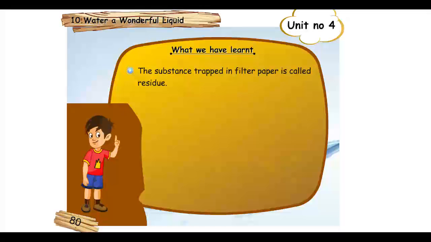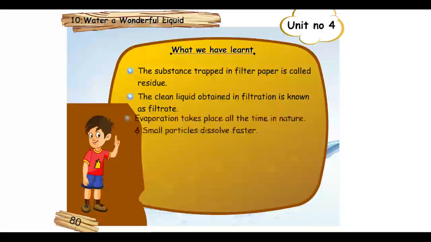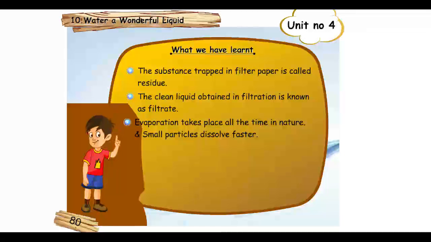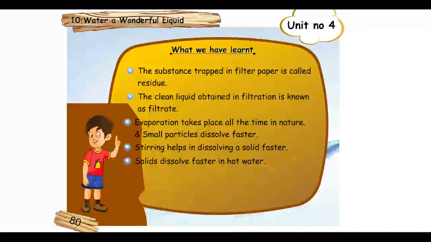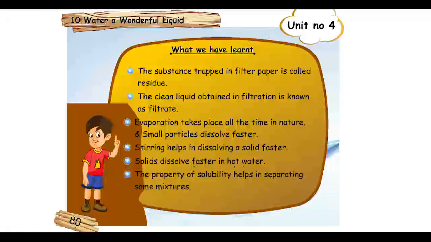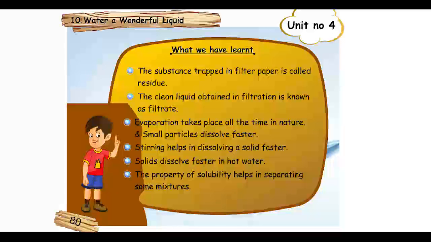The substance trapped in filter paper is called residue. The clean liquid obtained in filtration is known as filtrate. Evaporation takes place all the time in nature. Small particles dissolve faster. Stirring helps in dissolving a solid faster. Solids dissolve faster in hot water. The property of solubility helps in separating some mixtures.